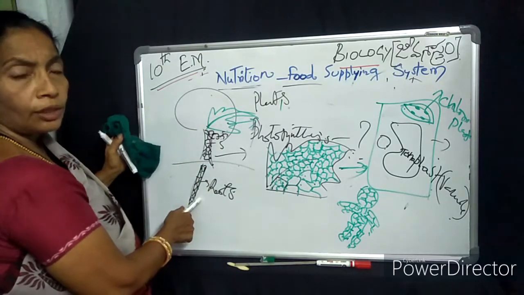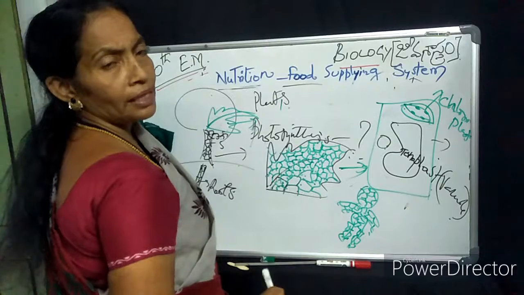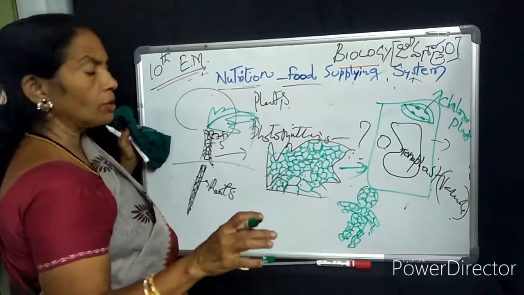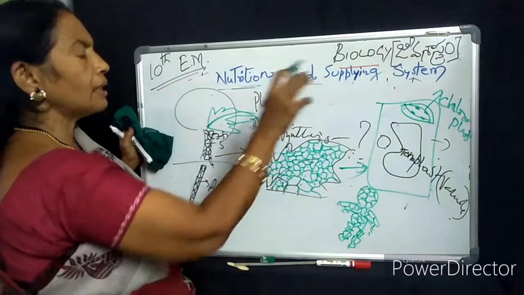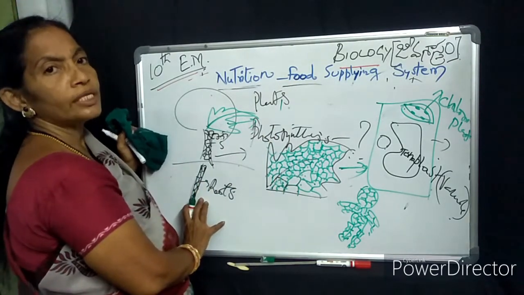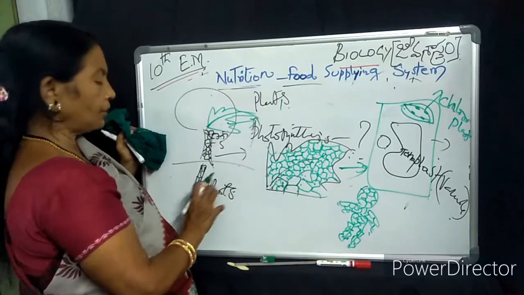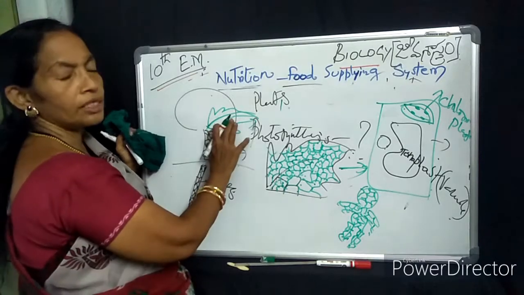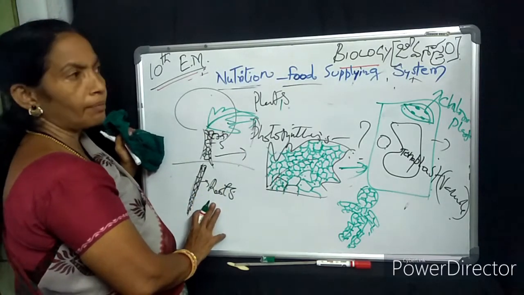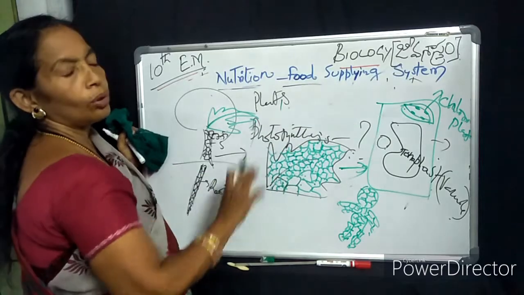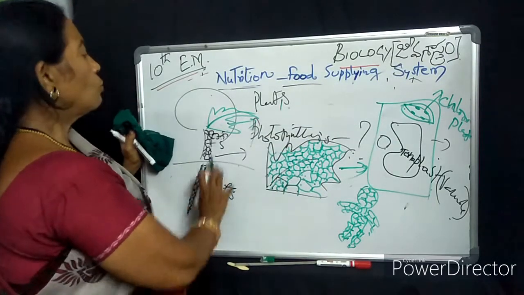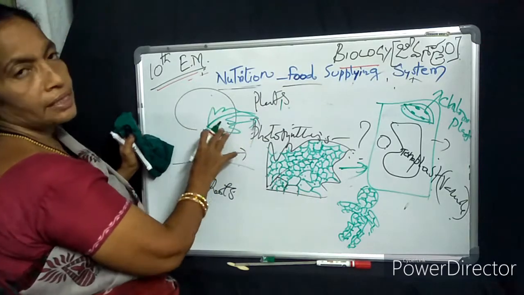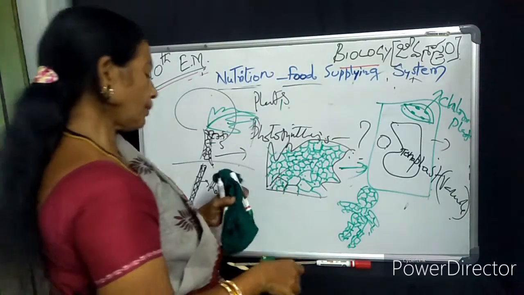Then in roots, do we see green chloroplasts? Any root will be in brown color or black color. So we will not see any chloroplast in the root system of the plant. It is a plant cell only. This root belongs to this plant, but there are no chloroplasts in the root system. We see chloroplasts only in the leaves and tender parts of this plant.